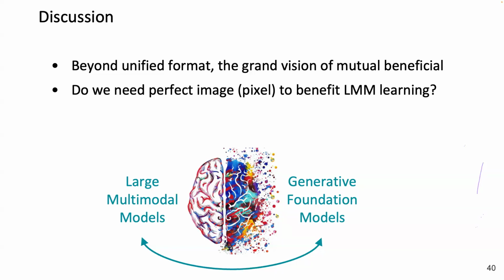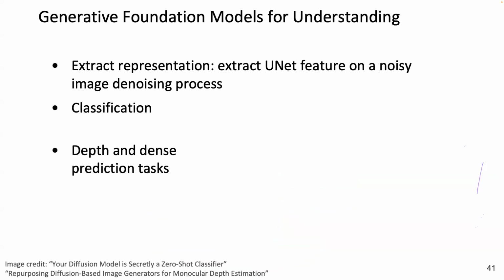And actually, there has been some recent study discussing why this might not be the case. So to my knowledge, this is still an open question. And a deeper question under this is that in order to achieve that, do we need a perfect image or pixel prediction in order to benefit the LMM learning, or does a certain type of abstracted visual representation work better in these scenarios?